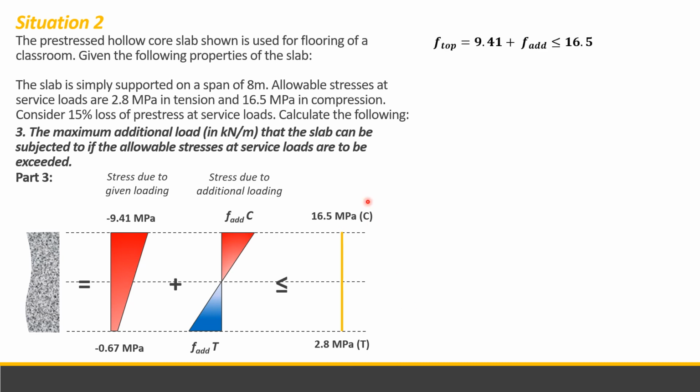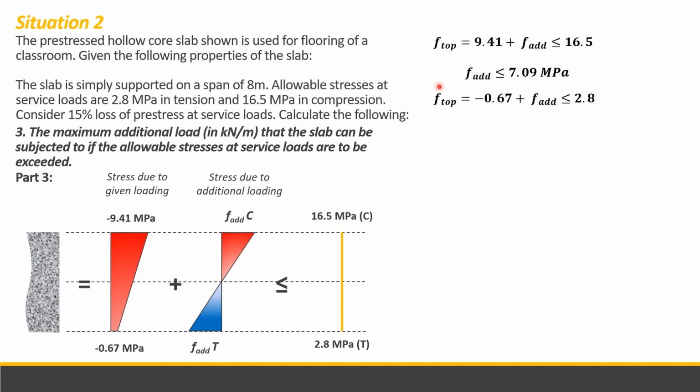So first, we add negative 9.41 plus the additional stress due to the additional loading. We did not put the sign since this is considered as compression already. So the value of the additional stress should be less than 7.09 megapascal. That is considering our allowable stress at the compression side.